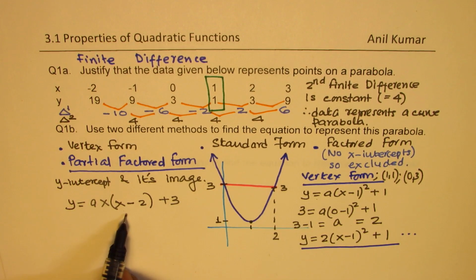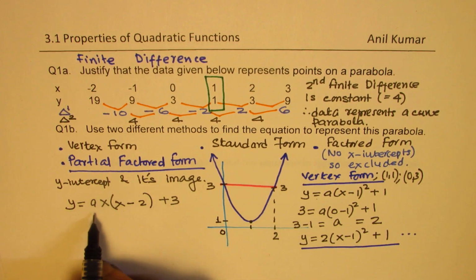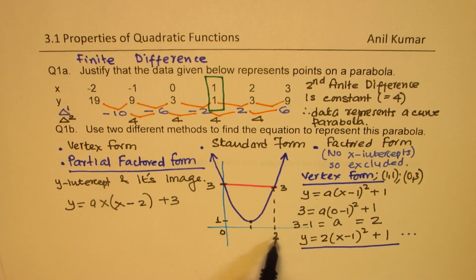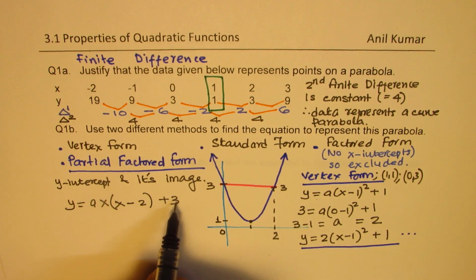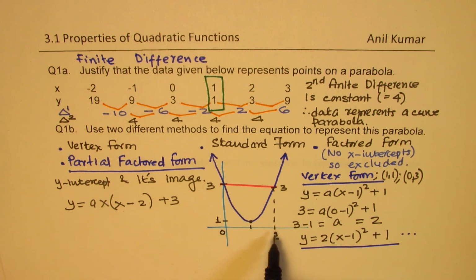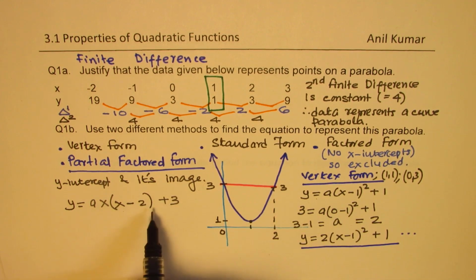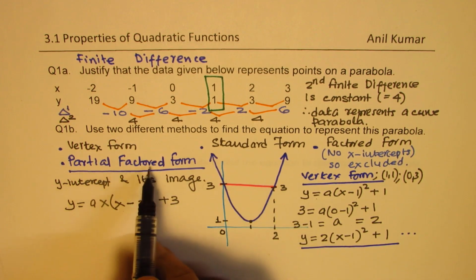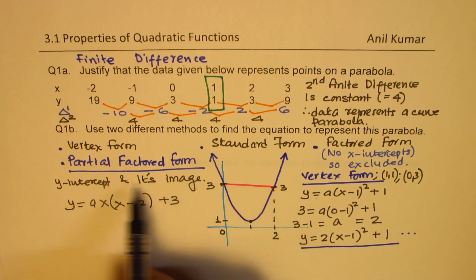Now, if you look carefully at this equation, if I substitute x equals 0, the first term is 0 and y equals 3. We get the y-intercept. And if I write x equals 2, even then, the whole thing is 0 and we get y equals 3. And clearly, between 0 and 2, we do have this axis of symmetry, right? So it makes sense. We use the axis of symmetry for the vertex form. In this case, we are using the image of the y-intercept, correct? So partial factored form is used with the y-intercept and its image, as shown here.